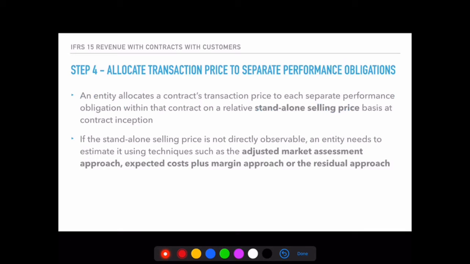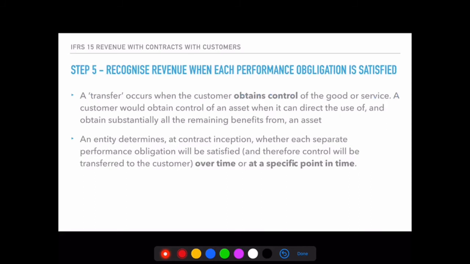Then you have to portion the transaction price to each performance obligation based on the standalone selling price of the distinct good or service. This is how much the good or service would be if it was individually sold to a customer. I'll quickly run through the last step and we'll go through an example together.